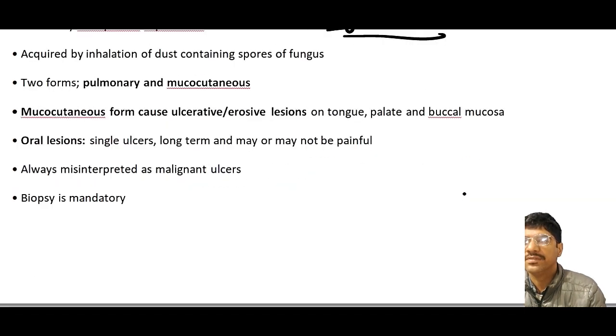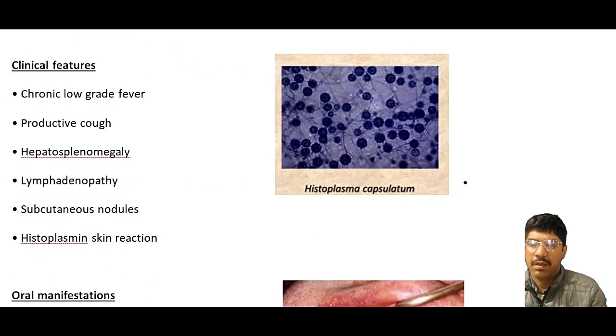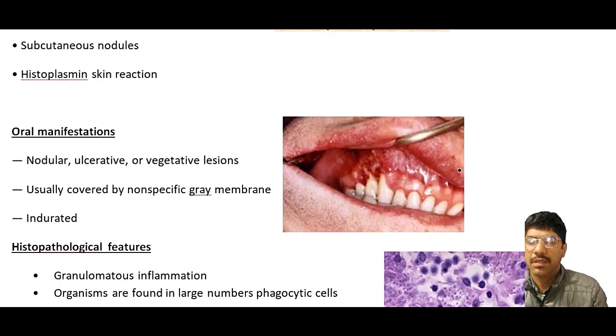Apart from that, the organism may involve the bloodstream causing metastatic lesions like in the liver, spleen, and lymph node. You can see pulmonary involvement. So diagnosis can be made upon various smears or direct examination of clinical smears using stains.